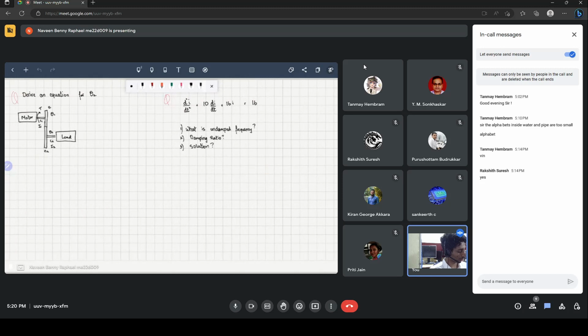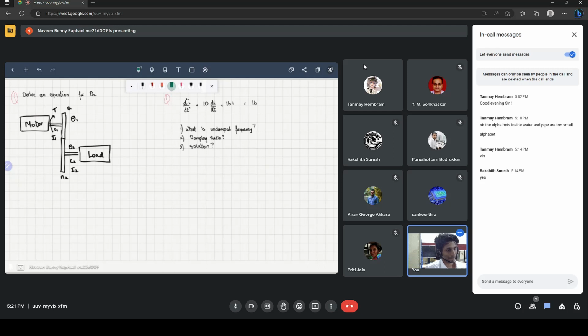So similarly, these are two more questions. I think I should make this bigger. Theta 1 is the orientation of the first gear. Theta 2 is the orientation of the load and the second gear. The motor applies a torque of T1. C1 is the damping. C2 is also the damping. The I's are the moment of inertia.